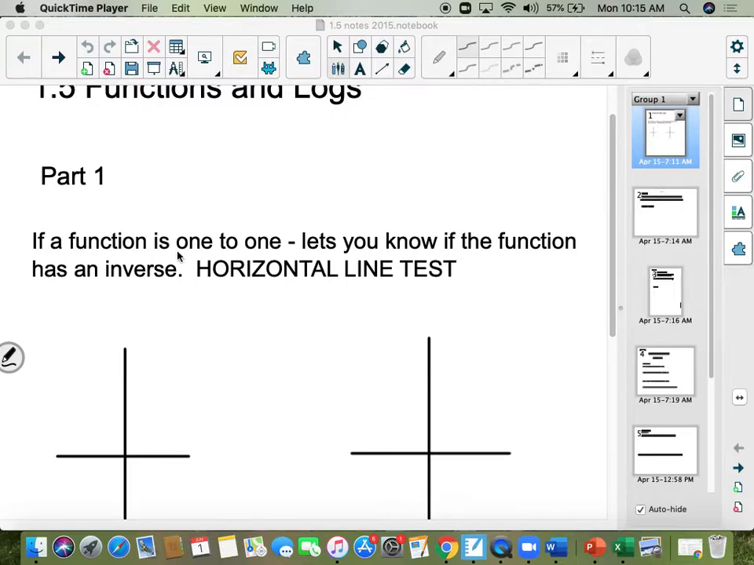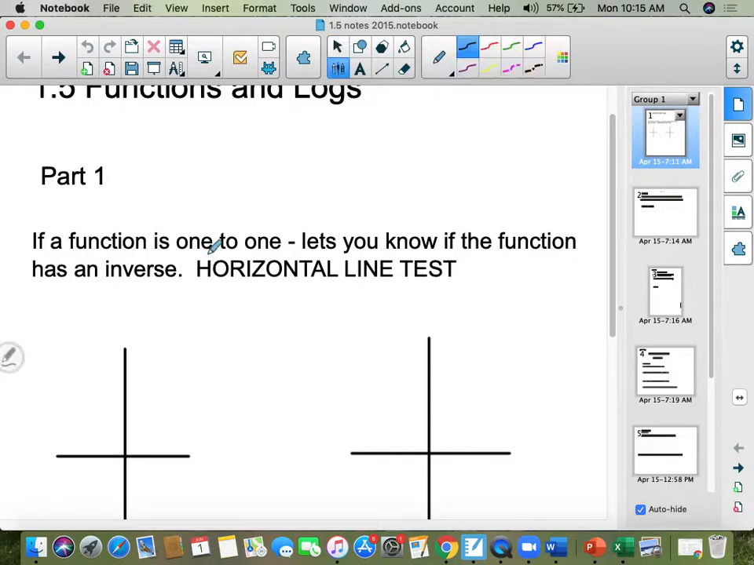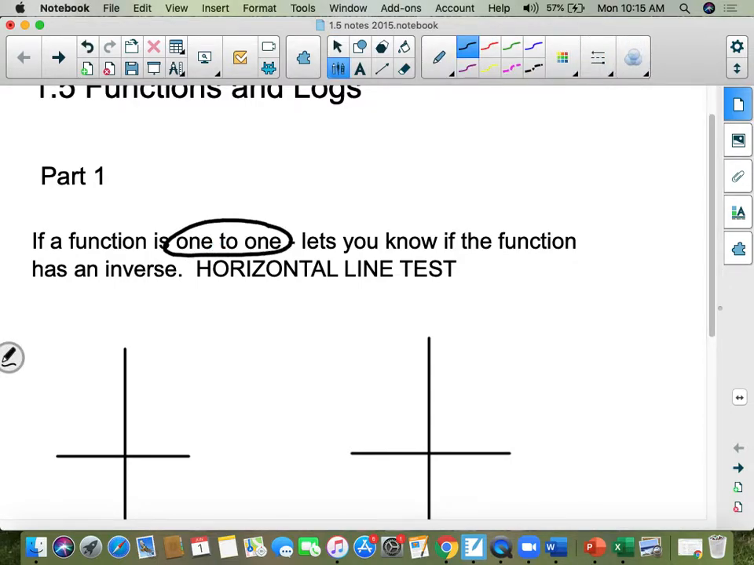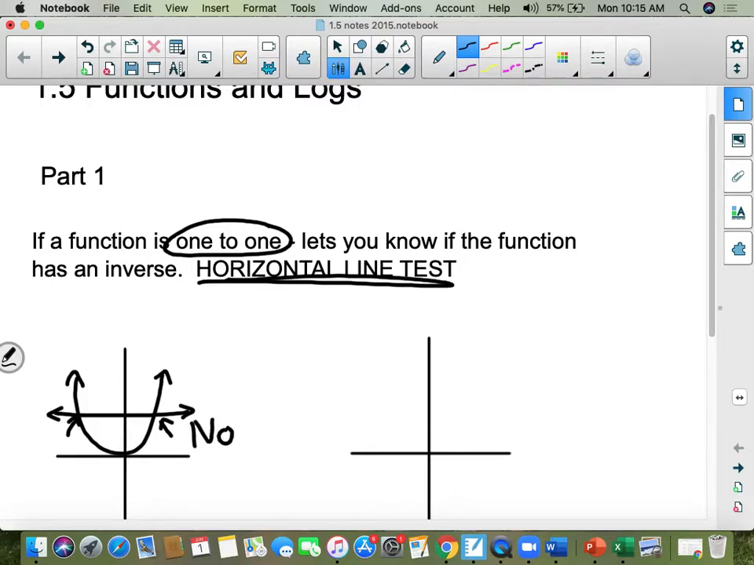To check to see if it's 1-to-1, the AP is not going to ask this, but if they ask, you have to do the horizontal line test. Here's a parabola. Is this function 1-to-1? If you do the horizontal line test, it goes through twice. So no, parabolas are not 1-to-1. If you did x to the third, which looks like a snake, and drew a horizontal line, yes, it's 1-to-1.